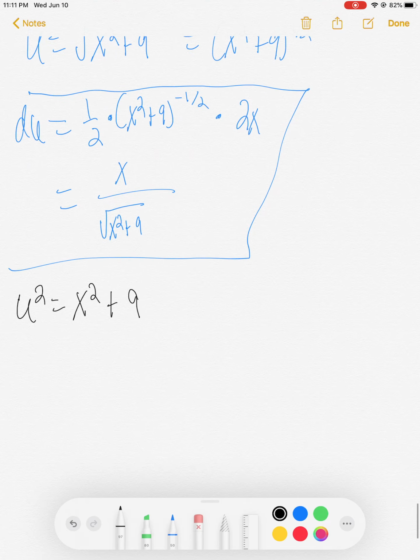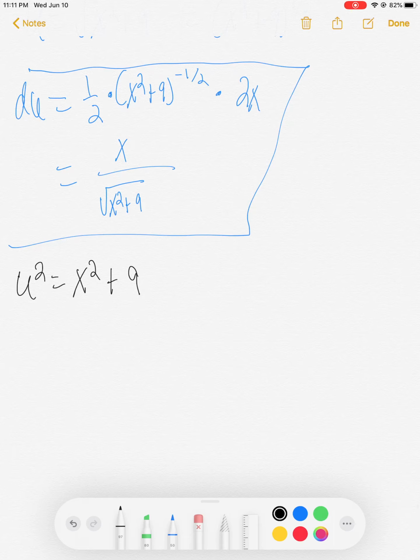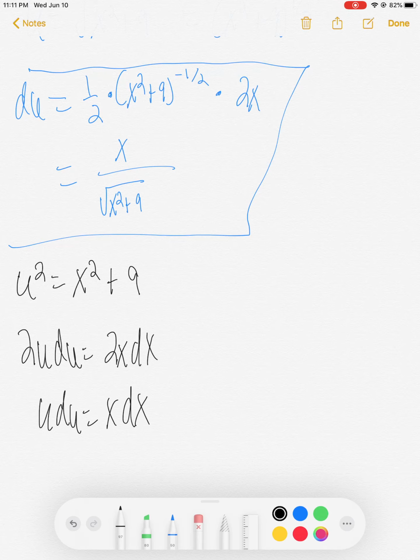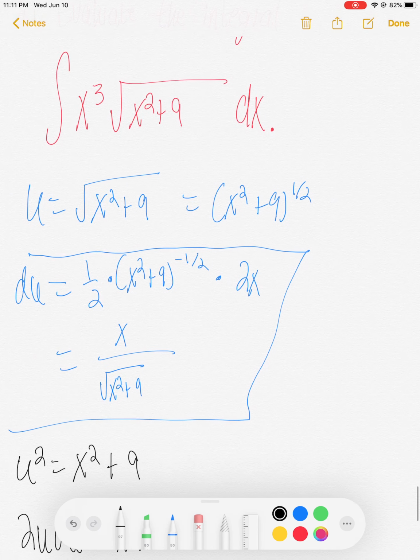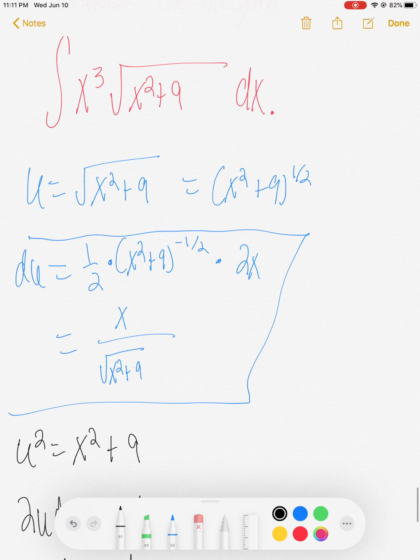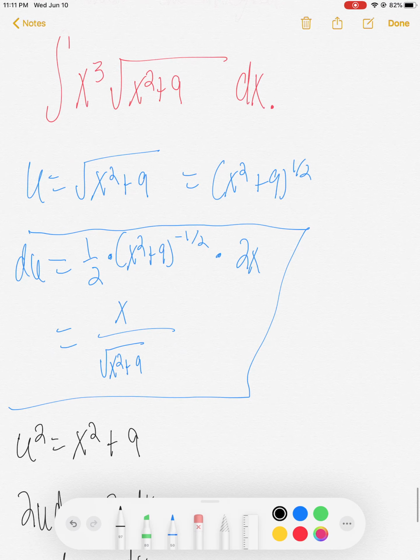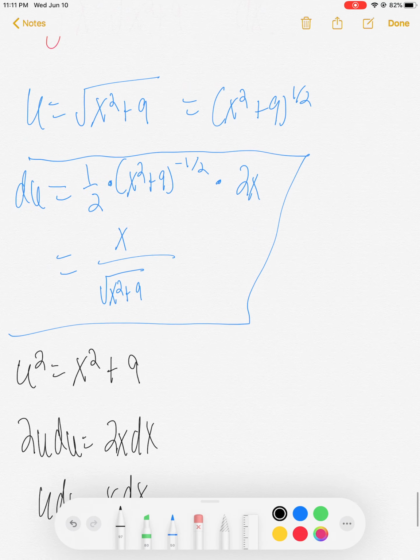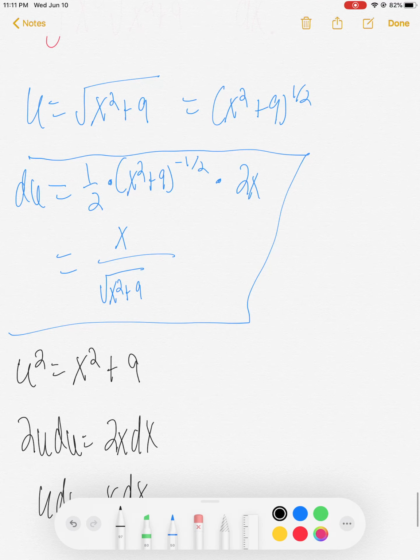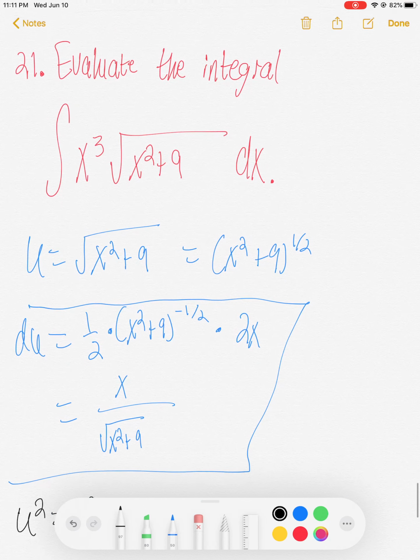So it's generally a good habit to compute du. In this case, though, there's another trick which I'm going to use. So that's helpful at du. But what I'm also going to do is rewrite that first identity as u squared equals x squared plus 9. Now I'm going to take the derivative of both sides and write this as 2u du equals 2x dx. So this means then that u du equals x dx.